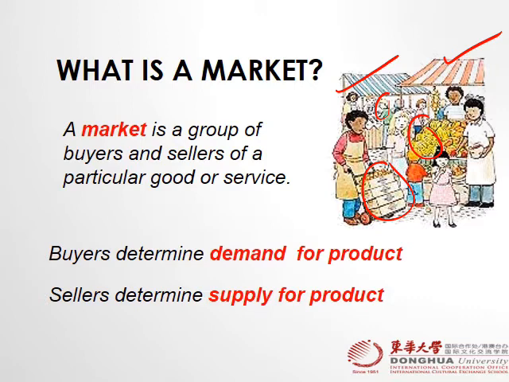So what do we then call demand? Buyers determine the demand for the product and sellers determine the supply for the product. It means demand is created by buyers and supply is created by suppliers, sellers, or producers.